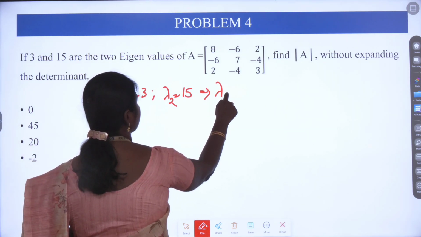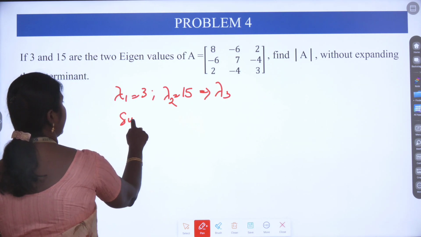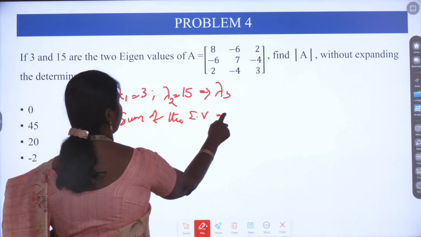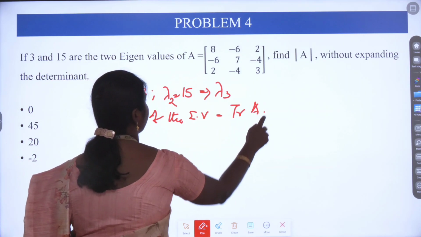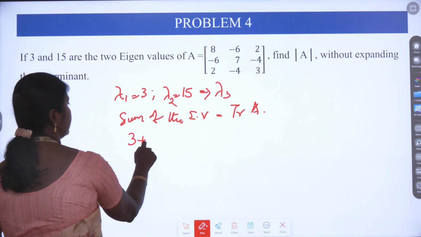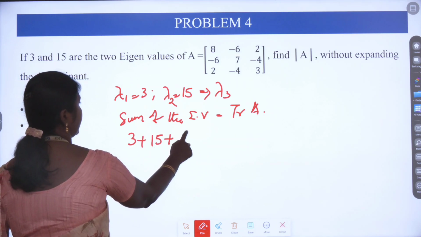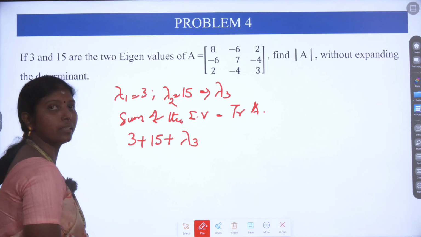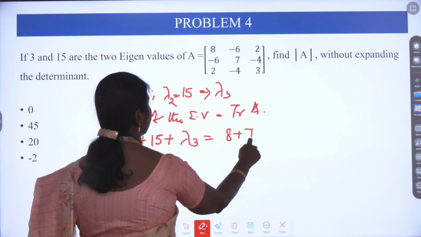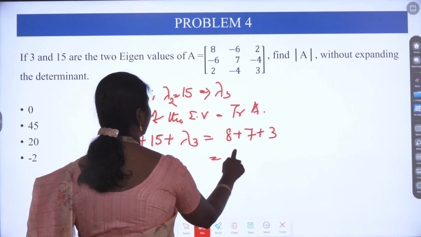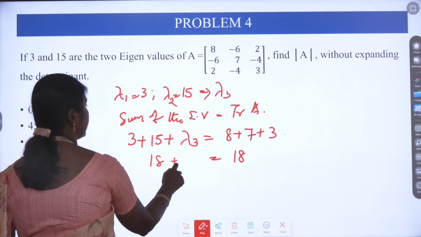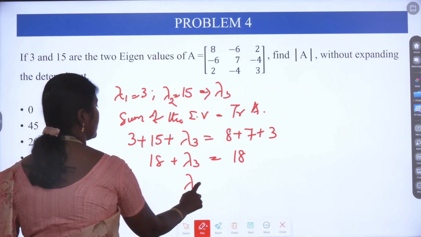So first choose the sum of the eigenvalues formula. The sum of the eigenvalues equals the trace of the given matrix A. So the sum of the eigenvalues is 3 plus 15 plus the third eigenvalue, which we denote as lambda 3, equal to the trace of the matrix, 8 plus 7 plus 3. The right side is 18 and the left side is 18 plus lambda 3, so lambda 3 equals 0.